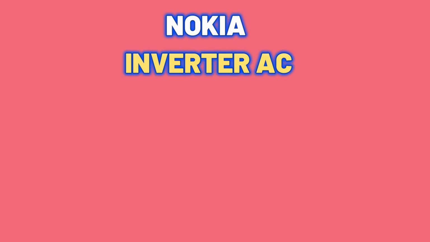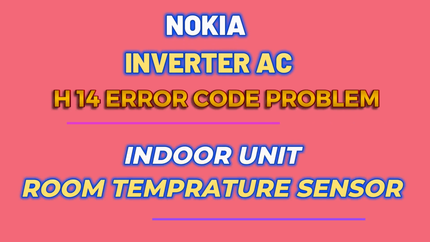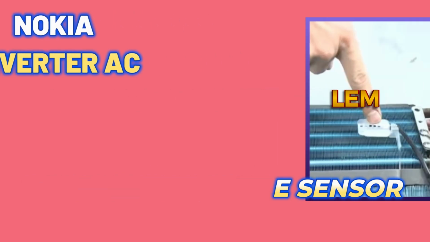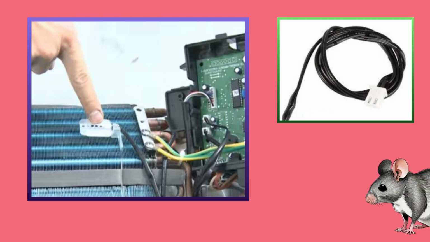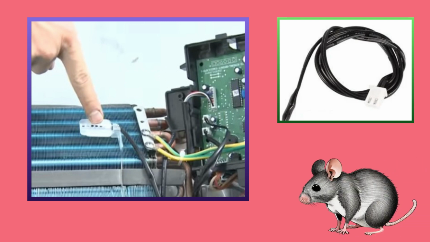If H14 is coming in Nokia AC, then it is the error of the indoor unit room temperature sensor. This sensor is installed in the coil of the indoor unit. This error can occur in your AC due to three reasons. It is possible that a rat may have cut the wire of the room temperature sensor. If the rat has cut the wire, then reconnect the wire. Then this error will be completely fixed.